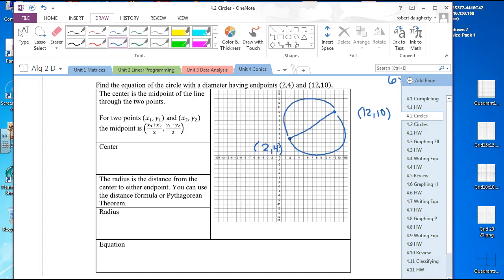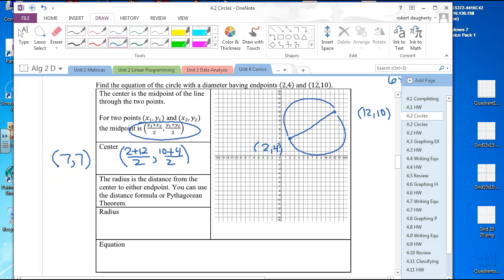Okay. So to find the center, well, it's the point that is halfway between 2, 4 and 12, 10. We have a formula for the midpoint. It's just the average. So you take the two x values and you average them together. How do you average two numbers? You add them and divide by 2. How do you average the y values? Add them together and divide by 2. So the center is going to be (2 plus 12) over 2. Those are my x coordinates. And then add the two y values. So this is what, 14 over 2? That is 7. And 14 over 2, 7. So the center is 7, 7.